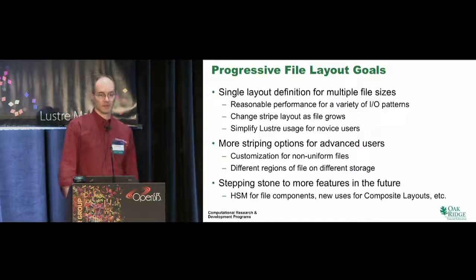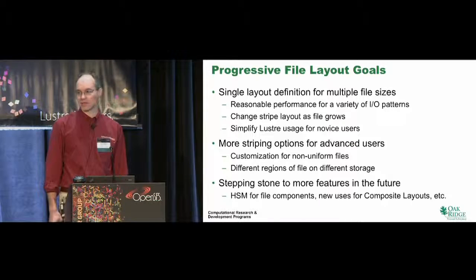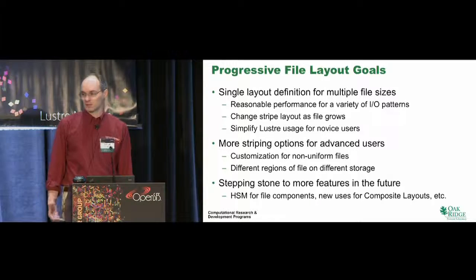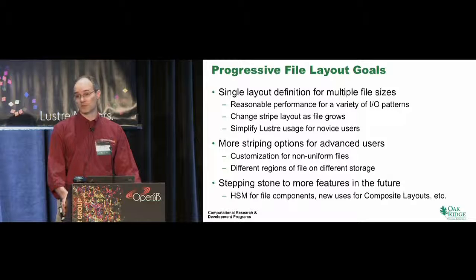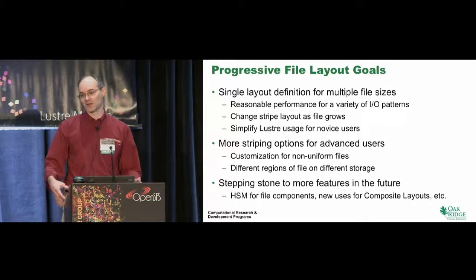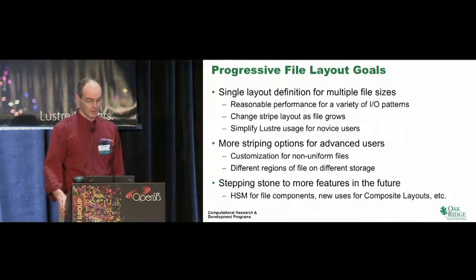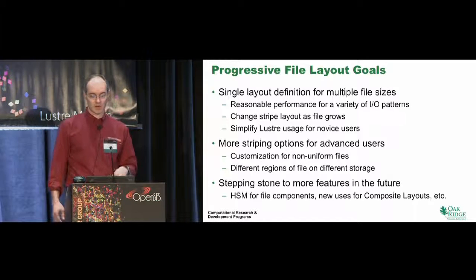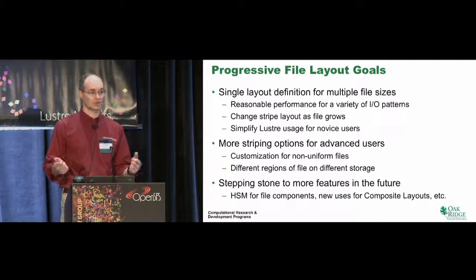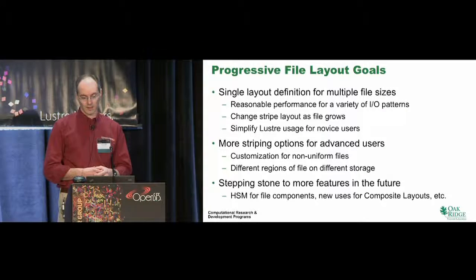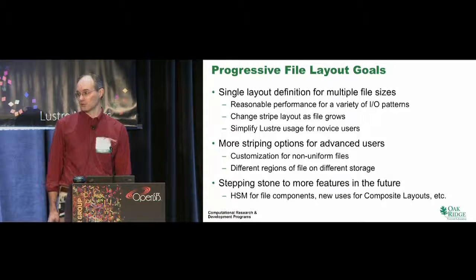Some of the goals for this project were the ability to have a single layout definition that was really suitable for multiple file sizes. Hopefully, you can get reasonable performance for a variety of I/O patterns using a single layout, which is not easy to do today if you have both small files and large files and want to try to use the same stripe count for both. Because the stripe count and the stripe layout can change as the file grows, you can get closer to optimal performance for these things. And it's also a way to simplify Lustre usage for novice users.